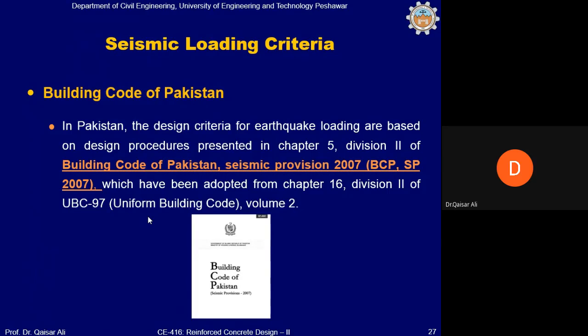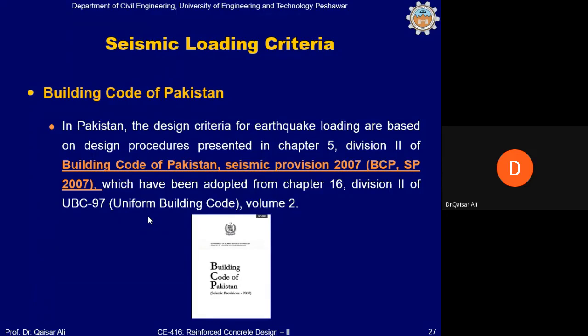later on, UBC 97 was completely replaced by another code called IBC, International Building Code. International Building Code cannot be adopted by the Building Code of Pakistan because the IBC requires several design parameters which are not readily available in Pakistan. We do not have data for those parameters.